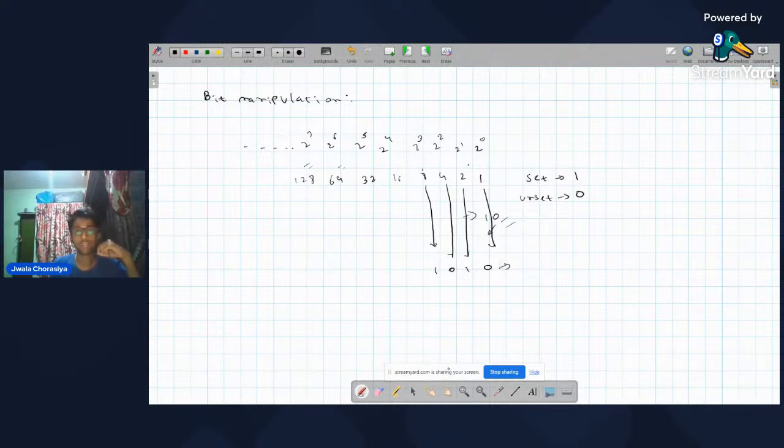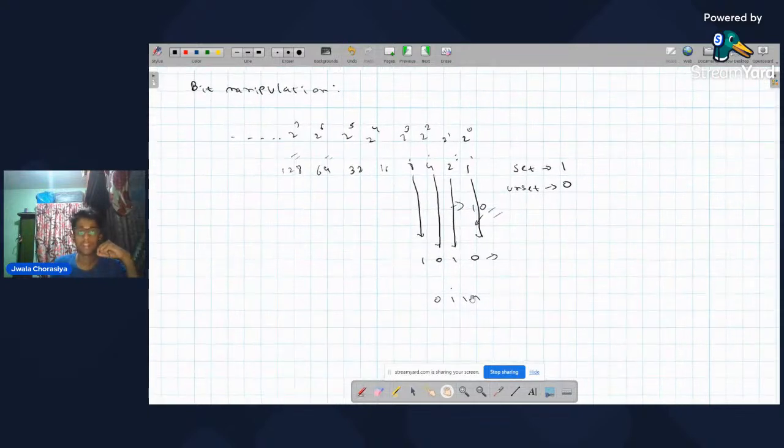Let's say I have to represent 7. How will I denote 7? I can denote 7 as 0111, that is 4 plus 2 plus 1, which is 7. One thing you will see is that if my number is even, then its LSB is always 0. If it is an odd number, its LSB is always 1.